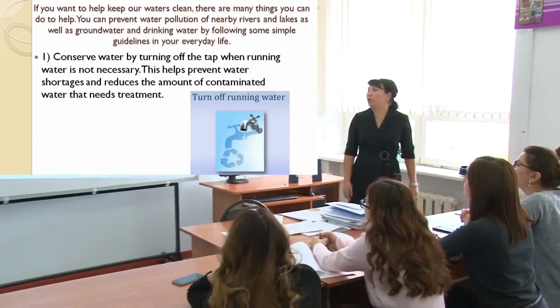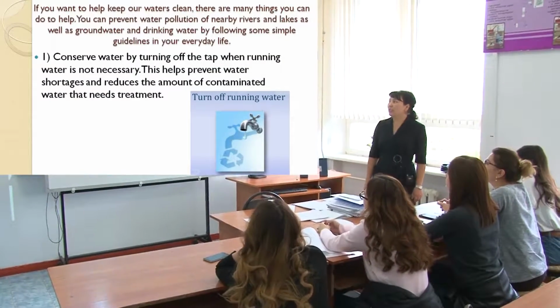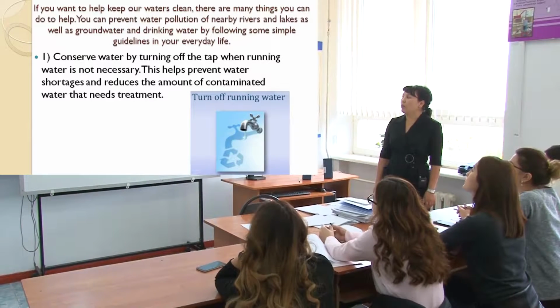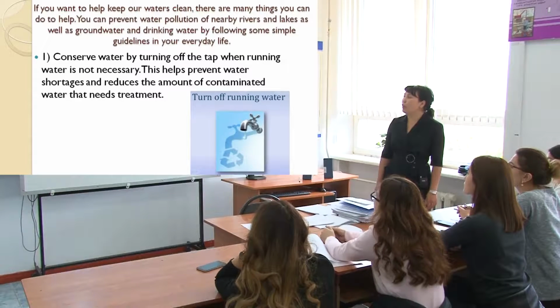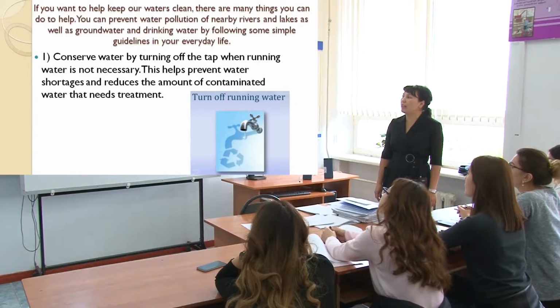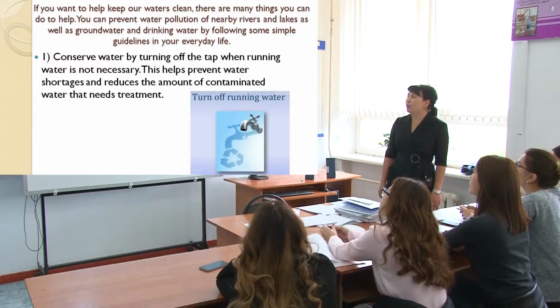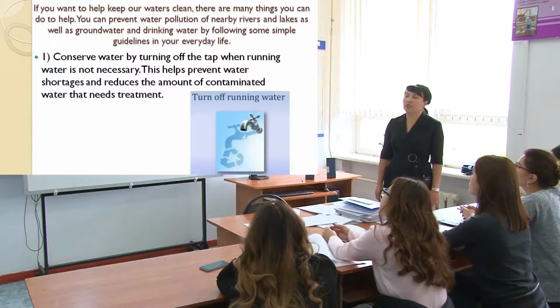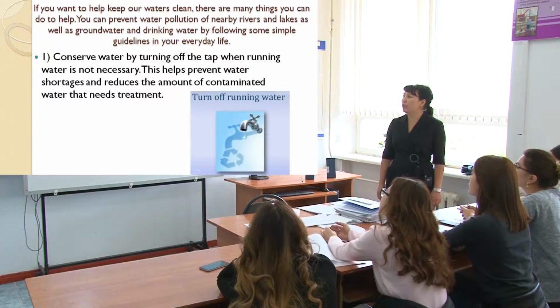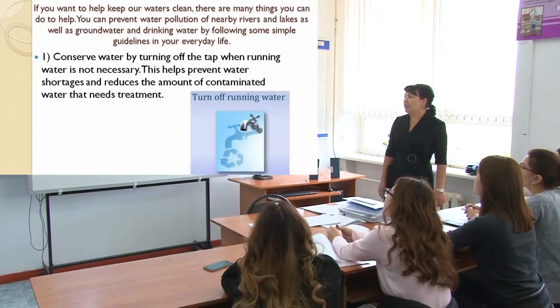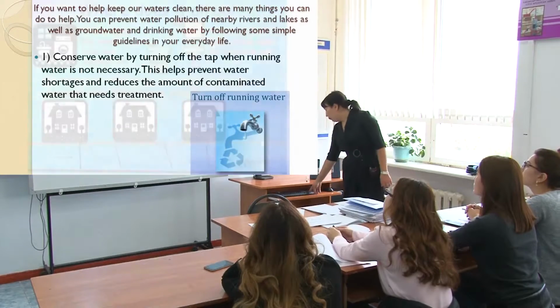Very good. If you want to help keep our waters clean, there are many things you can do to help. You can prevent water pollution of nearby rivers and lakes, as well as groundwater and drinking water, by following some simple guidelines in your everyday life. Yes? Conserve water by turning off the tap when running water is not necessary. This helps prevent water shortage and reduces the amount of contaminated water that needs treatment.